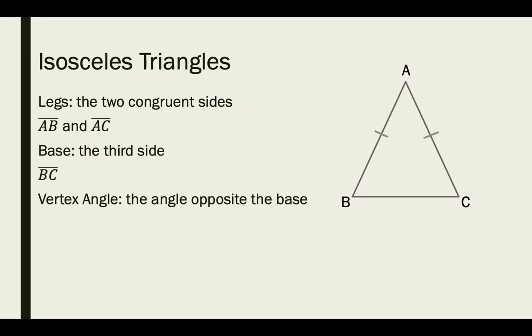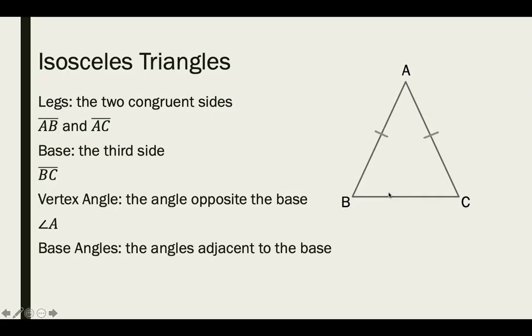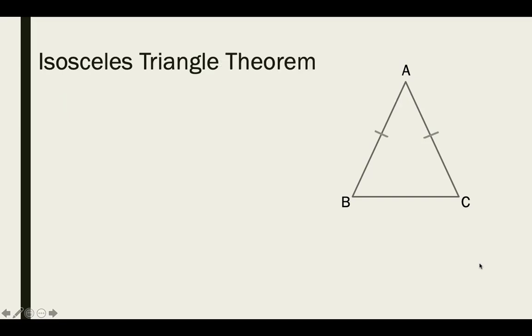So in this case, that is angle A, right? Angle A is right across from the base and is between the two legs. And then our base angles are angles adjacent to the base. So in this case, the other two angles, angle B and angle C, are adjacent to side BC. All right. We also have an isosceles triangle theorem.